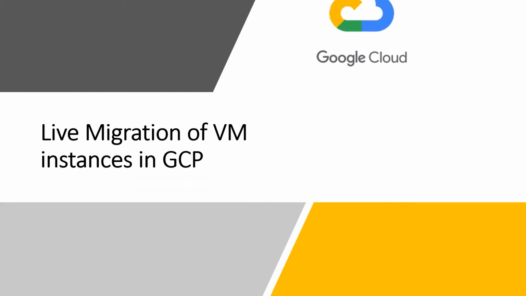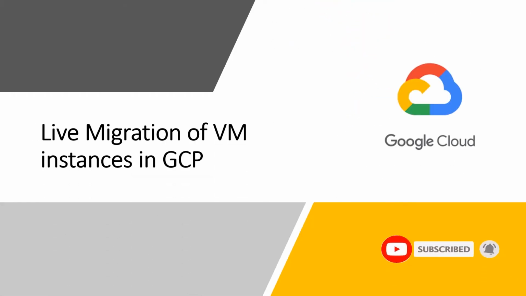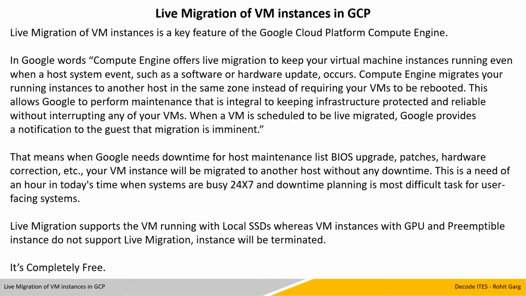Today we will discuss the live migration concept of VM instances in GCP. Live migration of VM instances in GCP. Live migration of VM instances is a key feature of Google Cloud Platform Compute Engine. In Google's words, Compute Engine offers live migration to keep your virtual instances running even when a host system event occurs, like software or hardware updates. Compute Engine migrates your running instance to another host in the same zone instead of requiring your VM to be rebooted.